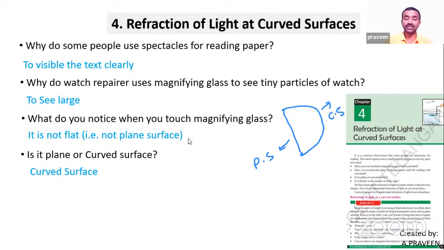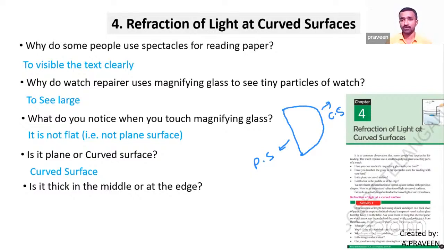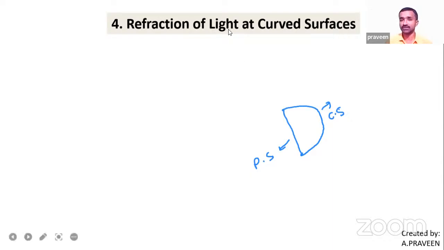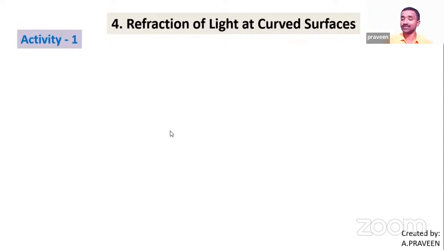Then the next question is about simply, is it thick in the middle or at the edges? Your lens, magnifying lens. So when you move your fingers, what do you feel? You are feeling that the thickness of the glass lens is thick in the middle, and at the edges it is thin. So thick in the middle and thin at the edges. It has different surfaces. One is thick in the middle and the other is thin at the edges. Then here simply the introduction part is completed.